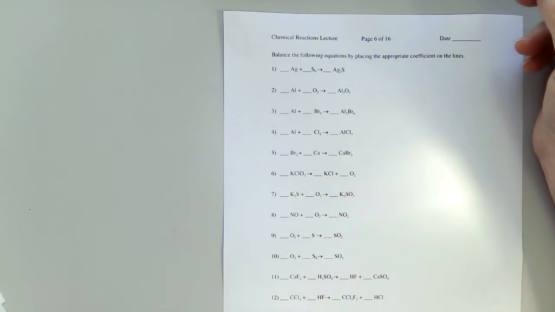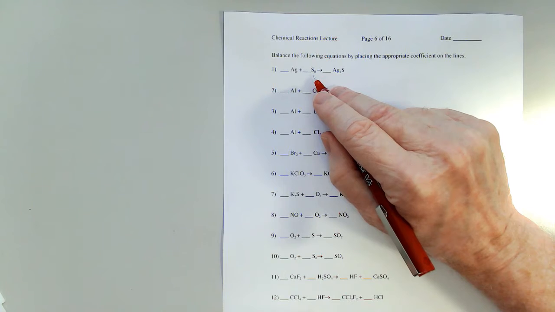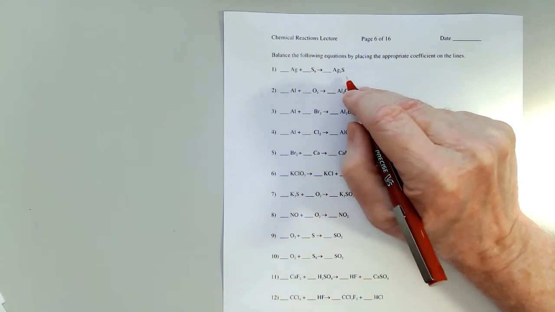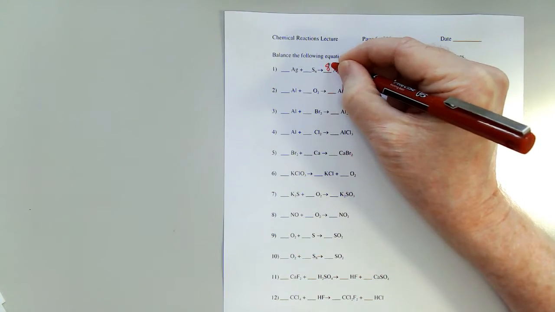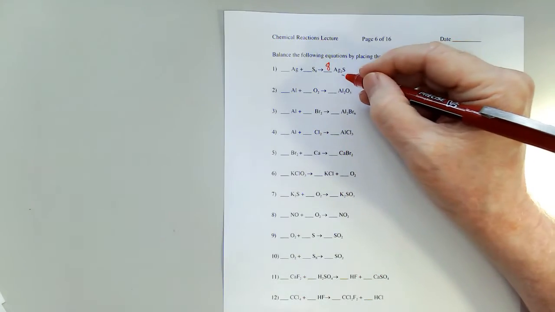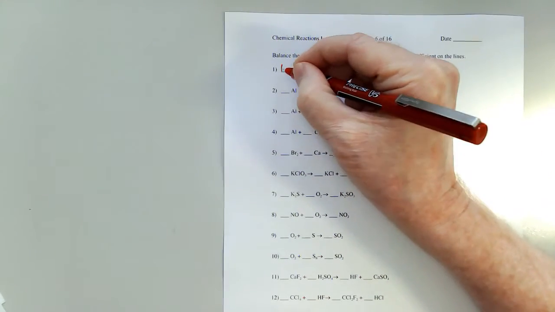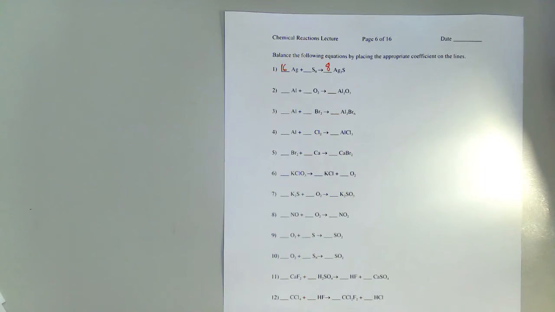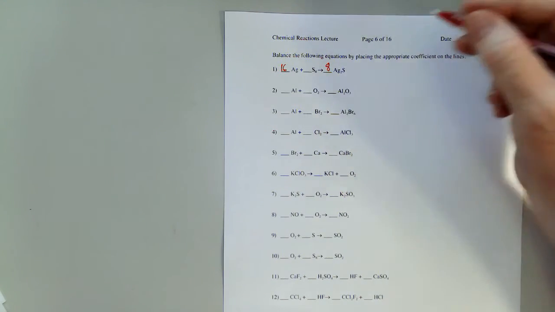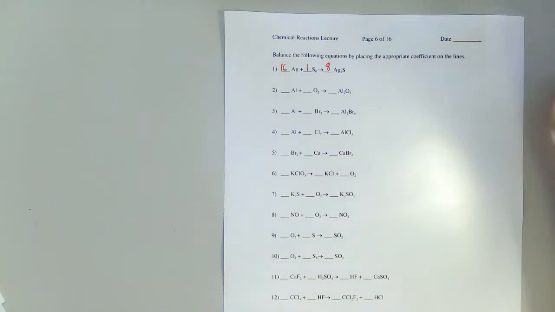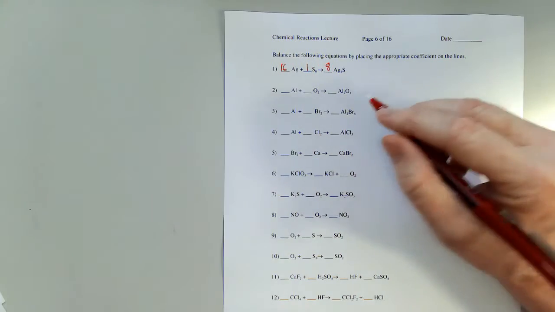In number 1 here, what grabs my attention is that there's 8 sulfurs here. There's only one of them over there, so I'm going to put a coefficient of 8. Now that means 2 times 8, or 16 sulfurs for the other side, and it's balanced. I have a choice whether I put the 1 or not. I tend to put it there just to tell me that I've double checked and thought about it, and I know that it's balanced.